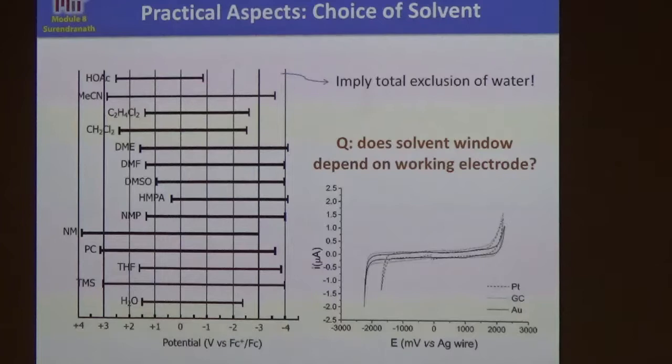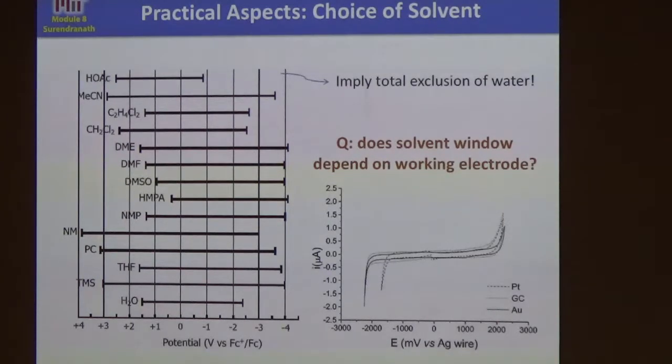The other thing that's really important here is that in all of these cases, if you have small amounts of impurities in your electrolyte, that can dramatically alter the solvent window, because of course then the impurities themselves can be reduced or oxidized rather than the bulk solvent. Or the impurities can facilitate the oxidation or reduction of the bulk solvent in one way or another. And of course, this is also dependent on the nature of the electrode, right?